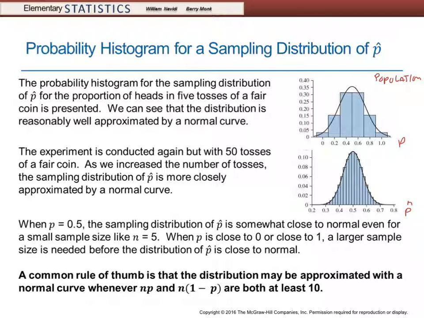When p equals 0.5, the sampling distribution of p hat is somewhat close to normal, even for a small sample size like n equals 5. When p is close to 0 or to 1, a larger sample size is needed before the distribution of p hat is close to normal. A common rule of thumb is that the distribution may be approximated with a normal curve whenever np and n times 1 minus p are both at least 10.